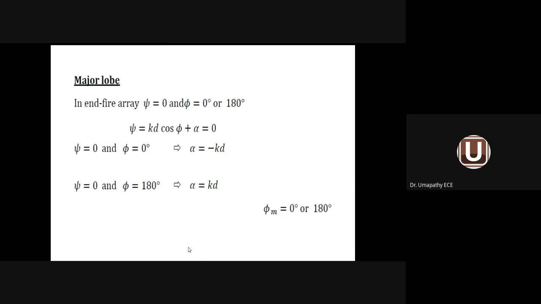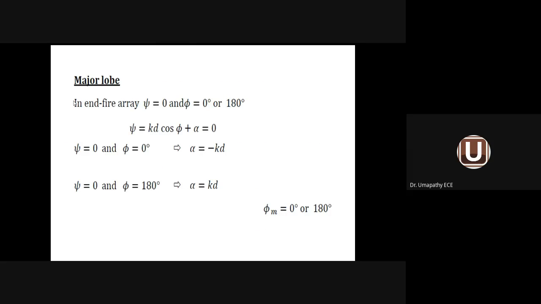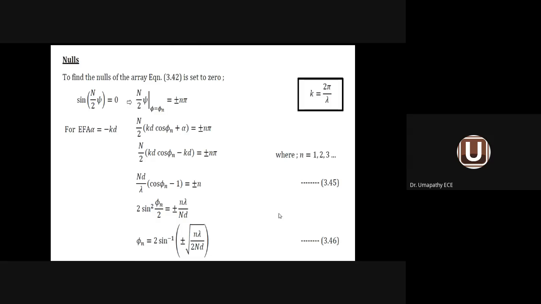We started with the end-fire array. We gave the definition for the end-fire array. In the case of the end-fire array, what is the expression for psi? What is the expression for the normalized factor? Then I'm calculating the 5 important parameters. Major lobe: we are calculating the maximum angle 0 and 180. In the case of null point, the numerator of the array factor equal to 0, by which we are calculating the phi n. Let us go to the third one, secondary maxima or maxima of minor lobe.